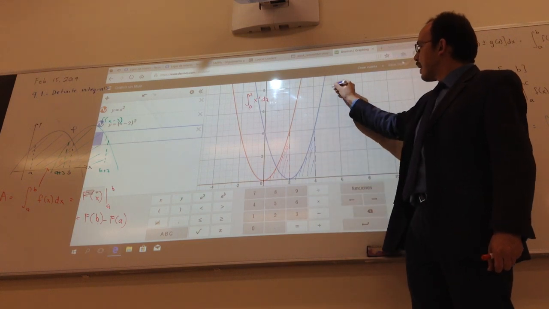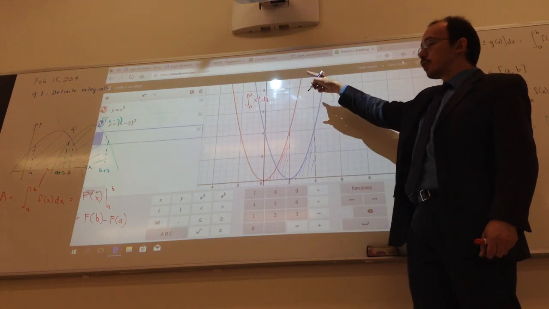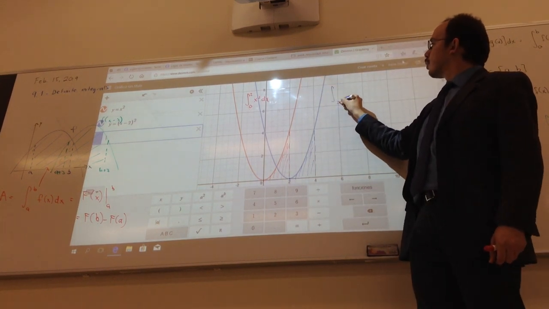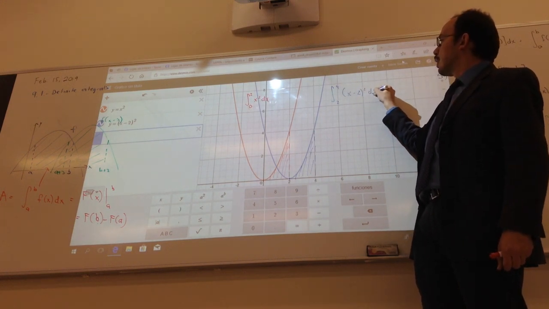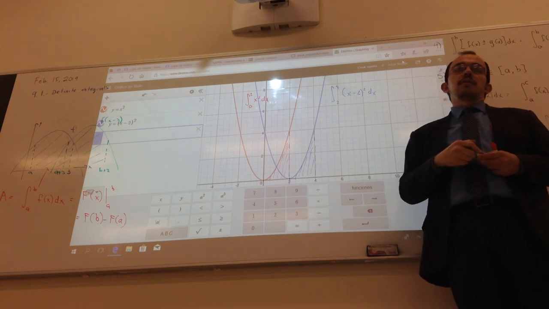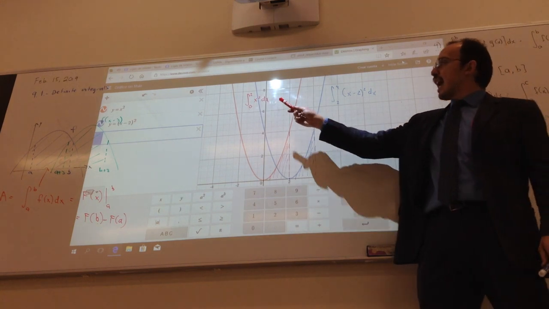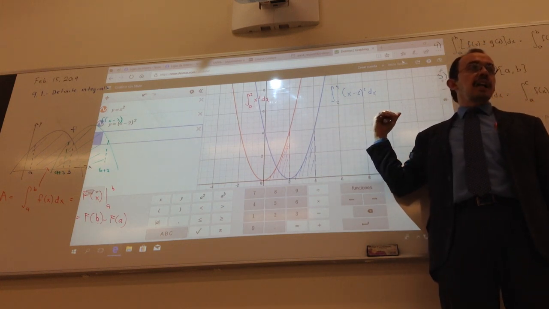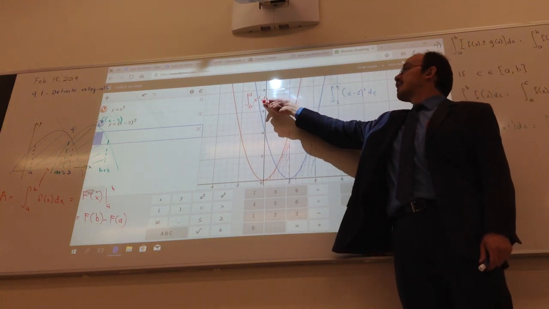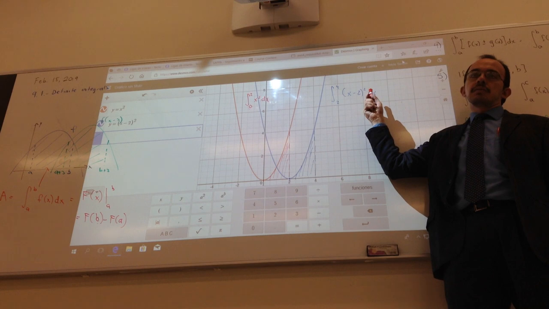So now this time my integral is going to be from what? 3 to 2? No. From 2 to 4 of what? Of x minus 2 to the square. Okay? I just added 2 to the limit because I moved it to the right side. But the function itself is x minus 2 to the square. So they're the same thing.